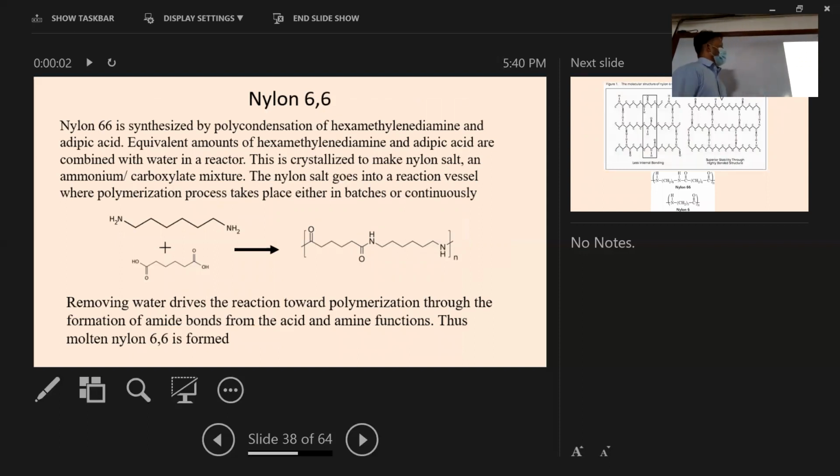Okay, how can we synthesize this, and what is nylon 66? Nylon 6,6 is synthesized by polycondensation. In the previous two, we mentioned that they can be synthesized by addition polymerization. Now we are going to learn about condensation polymerization.